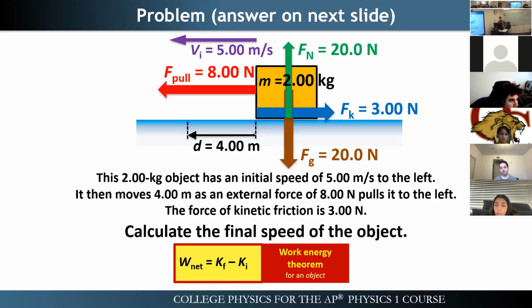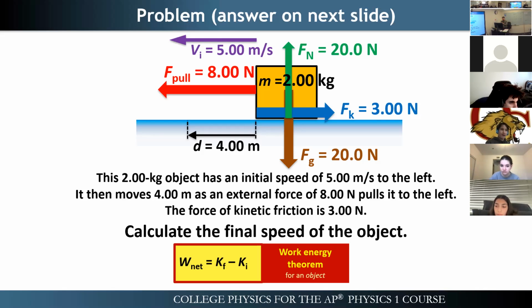All right. So what if we have an actual problem to solve? So this picture looks crazy, but let's break down what it says here. This 2 kilogram object. We've got our weight force going down 20 newtons, our normal force going up 20 newtons. Just ignore them, because they're perpendicular to the displacement. But we're drawing everything on here, okay?